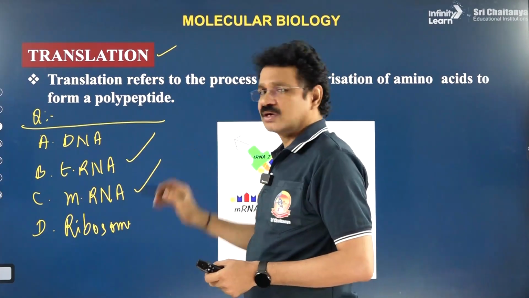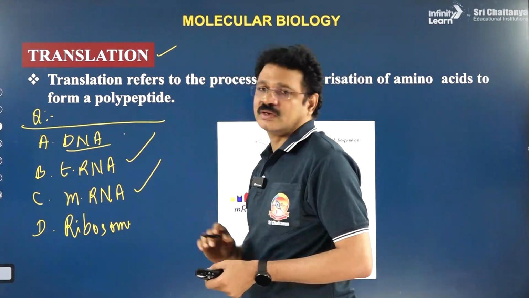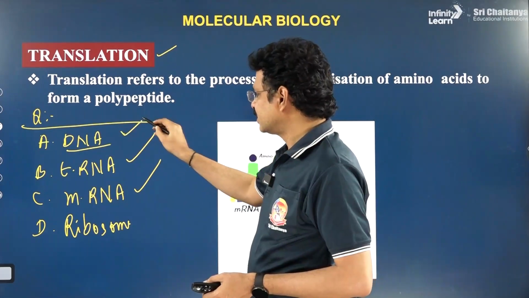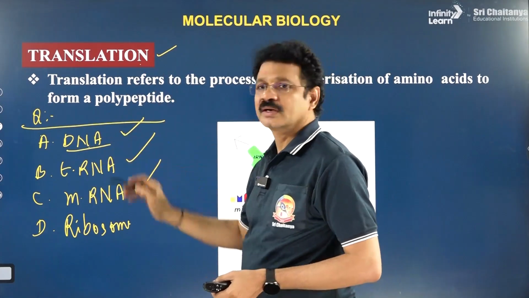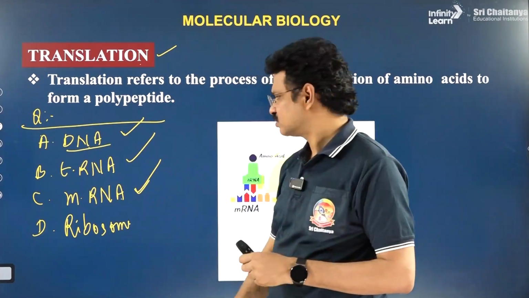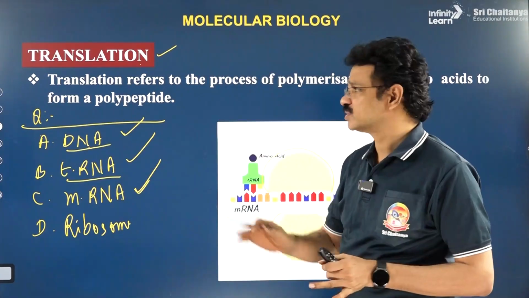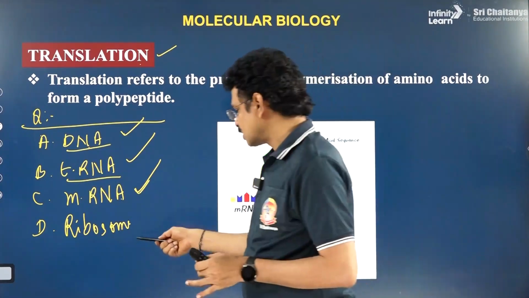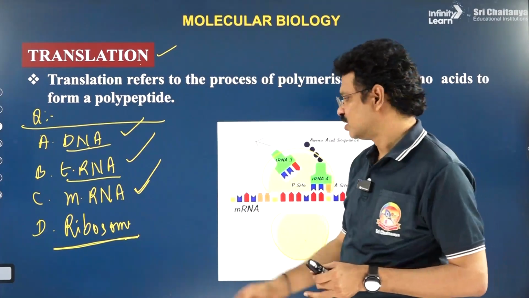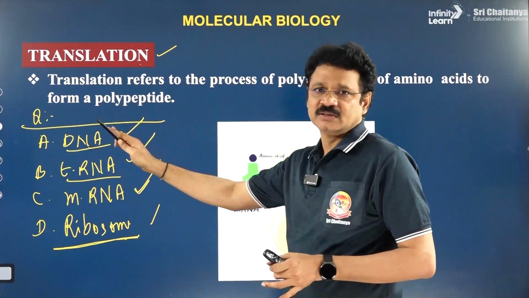tRNA molecules and mRNA molecules are directly involved. But DNA molecule is indirectly involved, not directly involved. The master or the dictator of the process of translation is DNA. mRNA is the representative molecule. tRNA is the amino acid carrier and adapter molecule in this polymerization program. Cell organelle, the cellular factory for protein synthesis, is the ribosome. So overall, finally, we can say all 4 are essential.